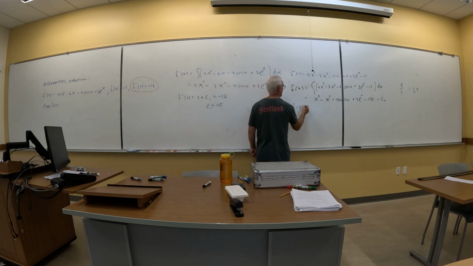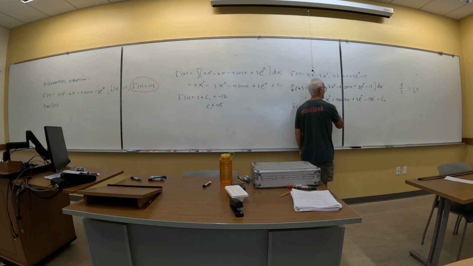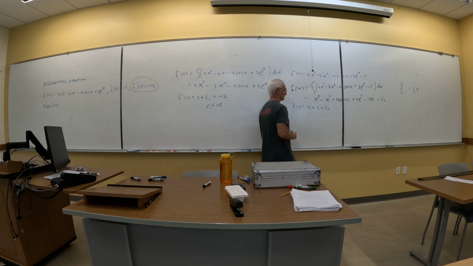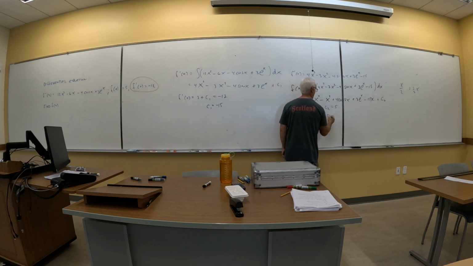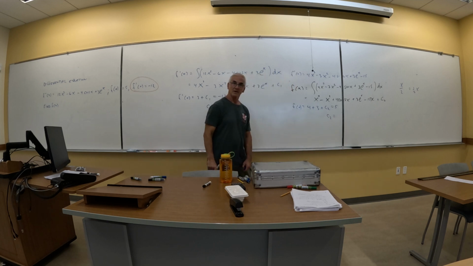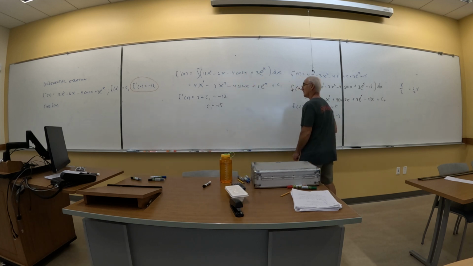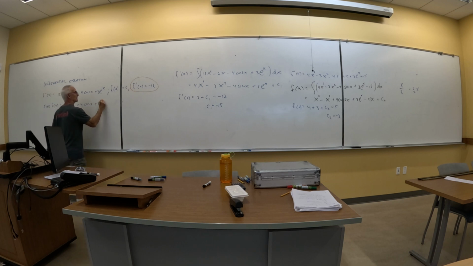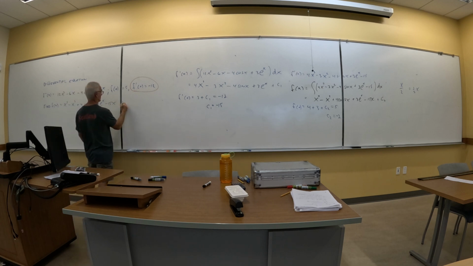So f of 0 is 0 plus 0, 4, 3, 0, 0, c2. And that whole thing is 5, so that means c2 is negative 2. So going back to the original, the answer to this question is x to the fourth minus x cubed plus 4 cos x plus 3 e to the x minus 15x minus 2.